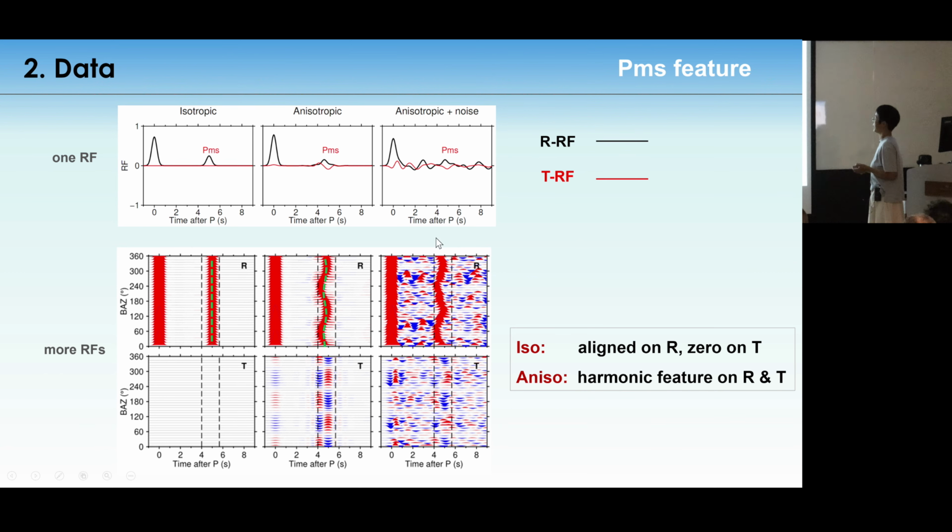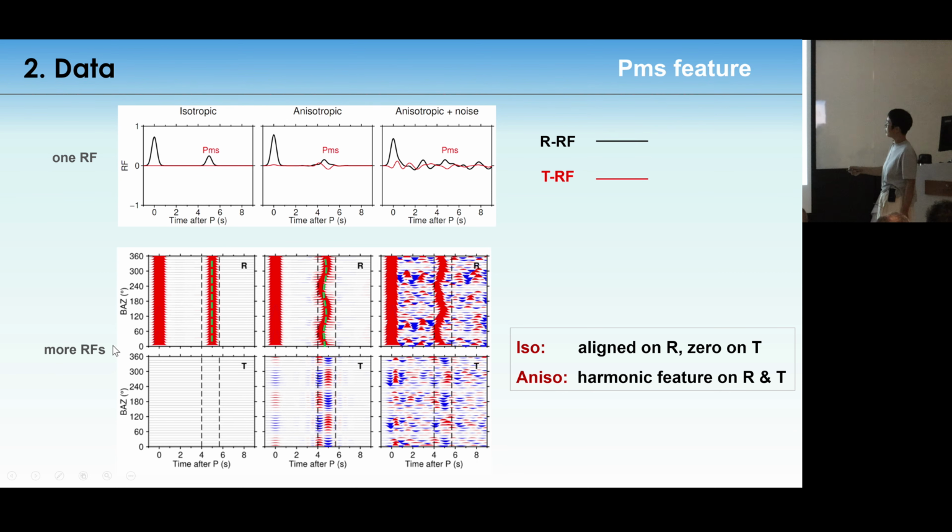Now, let's take a look at why we can extract anisotropy from the receiver function or Ps waves. Here are some Ps features for an anisotropic model. This is one receiver function from an isotropic crust. The black line is the R component receiver function, and the red line is the T component receiver function. All of these are synthetic data.